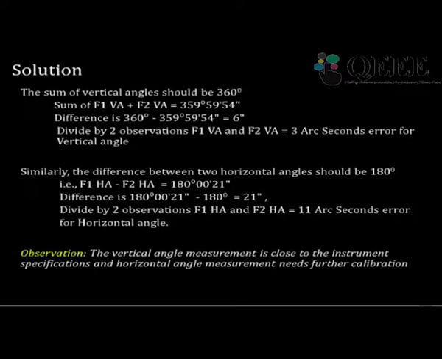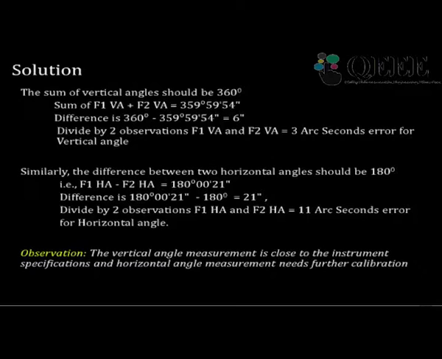So you will be getting 3 arc seconds for vertical angles. As I told, now let us assume that the instrument accuracy is plus or minus 3 seconds when you purchase. That means the vertical angle is within the calibration range. Now similarly we have to do it for the horizontal angle.